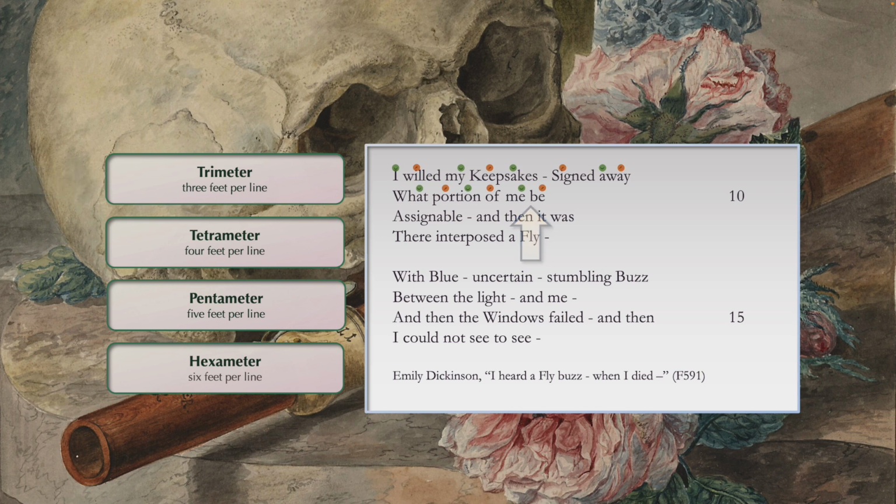So take a moment to, you can pause the video at this point if you want and see if you can scan out the rest of these lines.